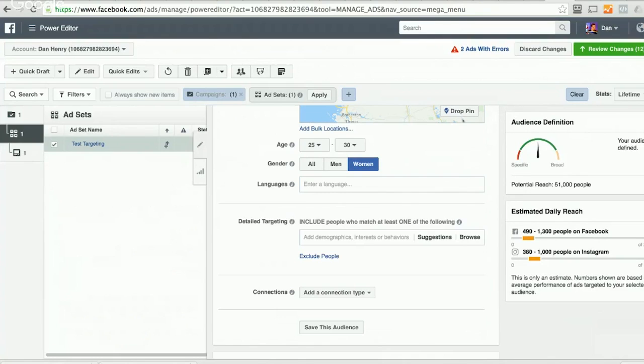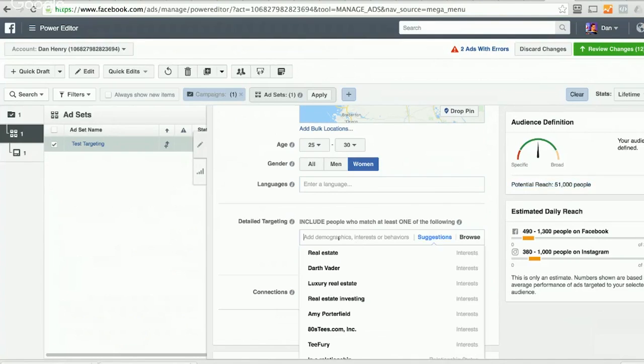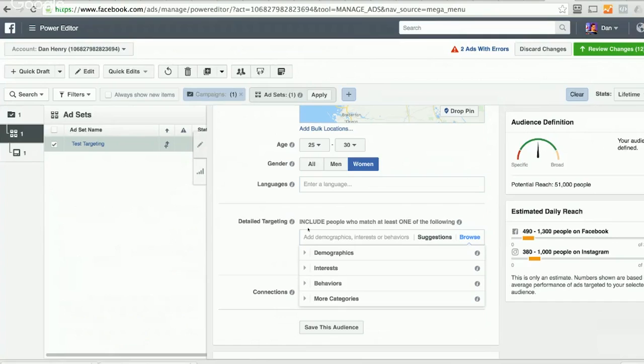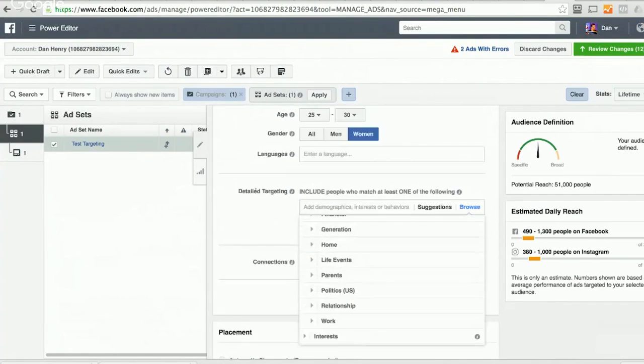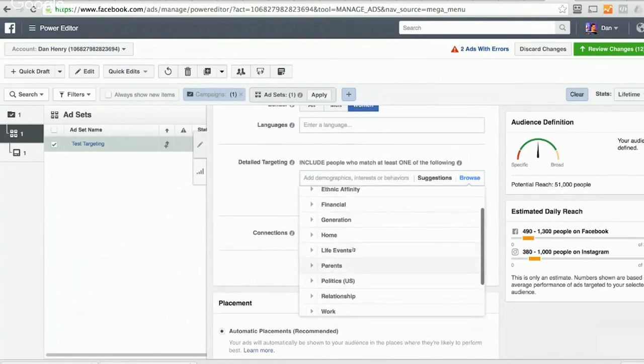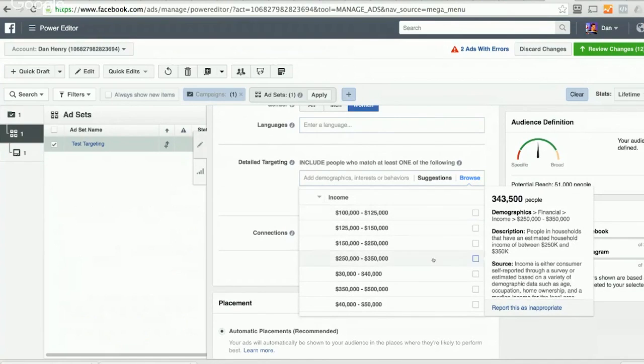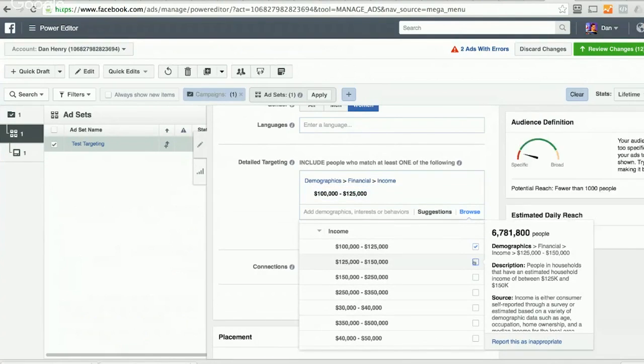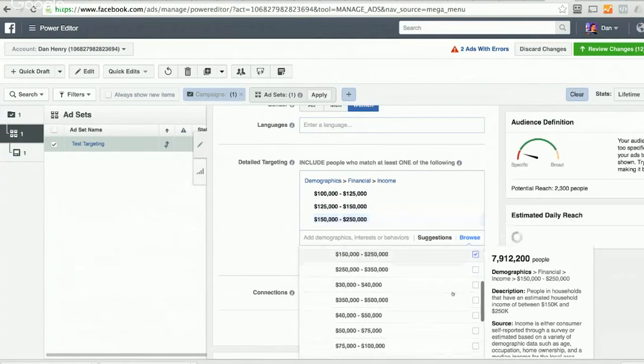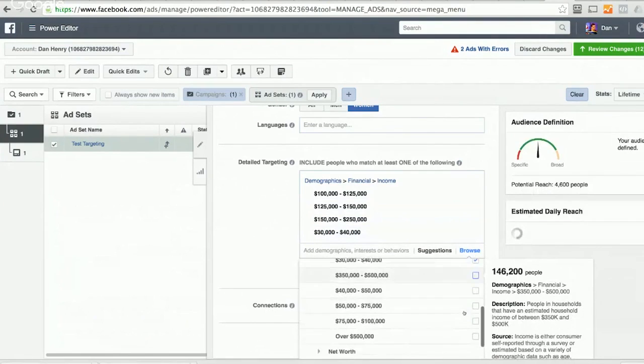You could really nail it down and find the winning demographic. But if you can, you could even go in here and do something like income. Income is very algorithm based. Facebook is guessing how much money people make, so it's not super accurate, but you can try it. So for instance, financial income. What we could probably do is get all the rich people, and get 30 to, that's probably fine, but nothing below 30 to 40,000.